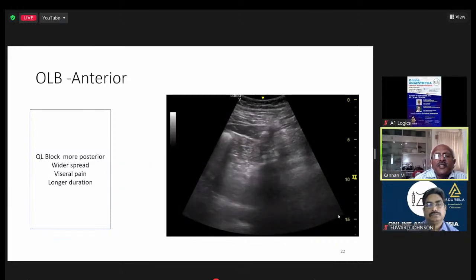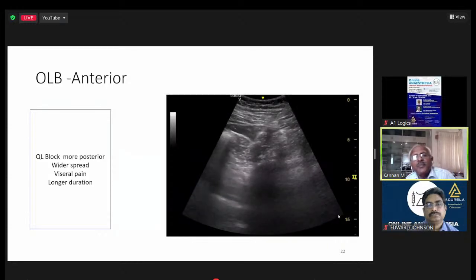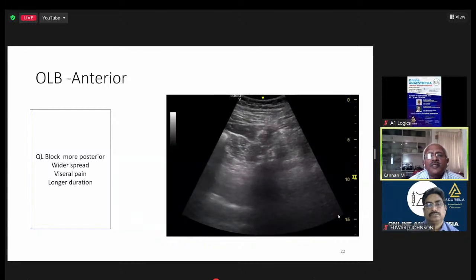So, this is how the needle comes from posteriorly. Here is the thick, dark quadratus lumborum muscle, and at this junction, you can deposit the drug. This is psoas major. So here you deposit the drug, around 20 ml. That gives a very good analgesia for about 24 to 48 hours.